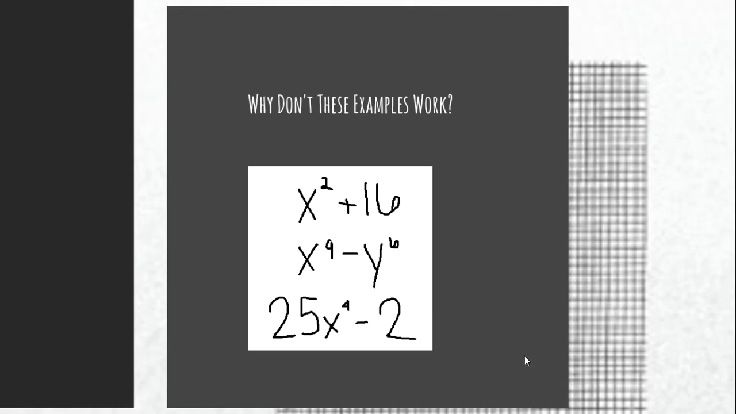So let's talk about these examples. X squared plus 16, x to the 9th minus y to the 6th, and 25x to the 4th minus 2. Go ahead and pause this video and fill out on your notes why these don't work for difference between squares.